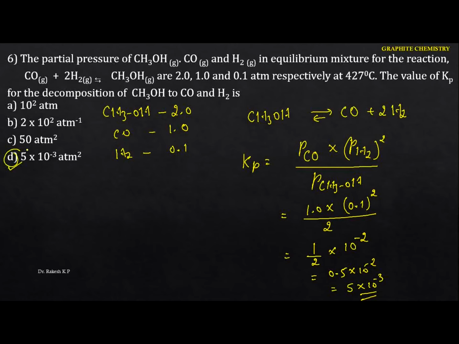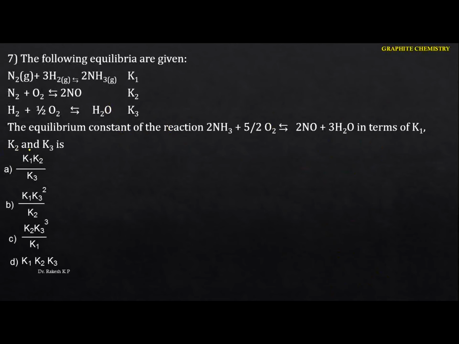Okay, so next question. The following equilibria are given. Now see, they are given K1, K2 and K3. Now we have to identify the relation between them. Just go to this one here. I'm going to write K1 here.